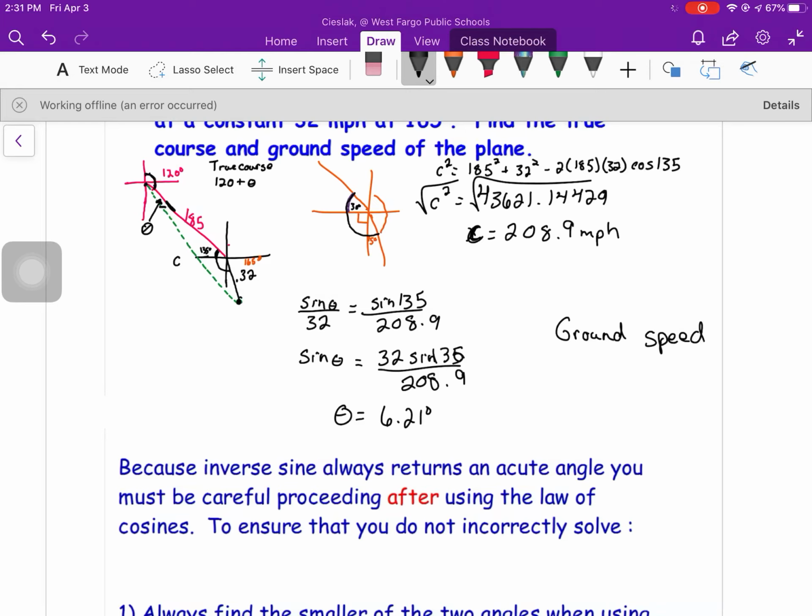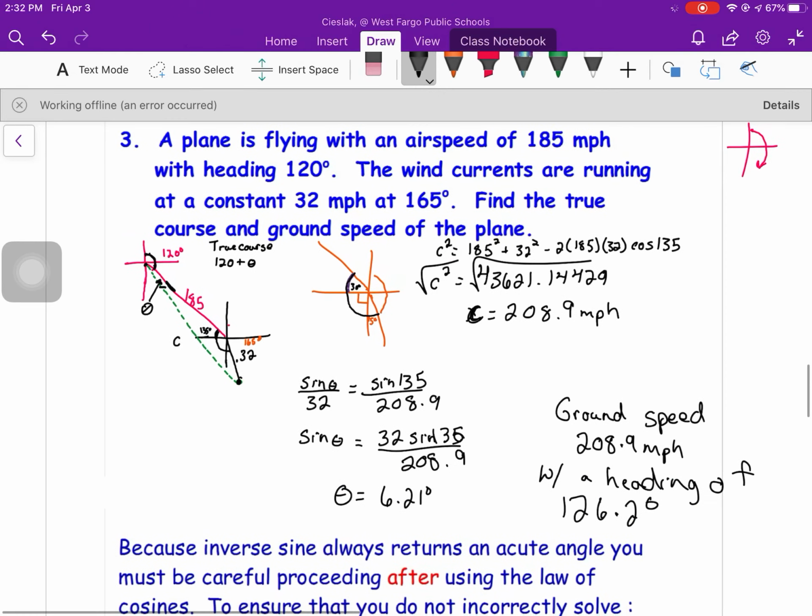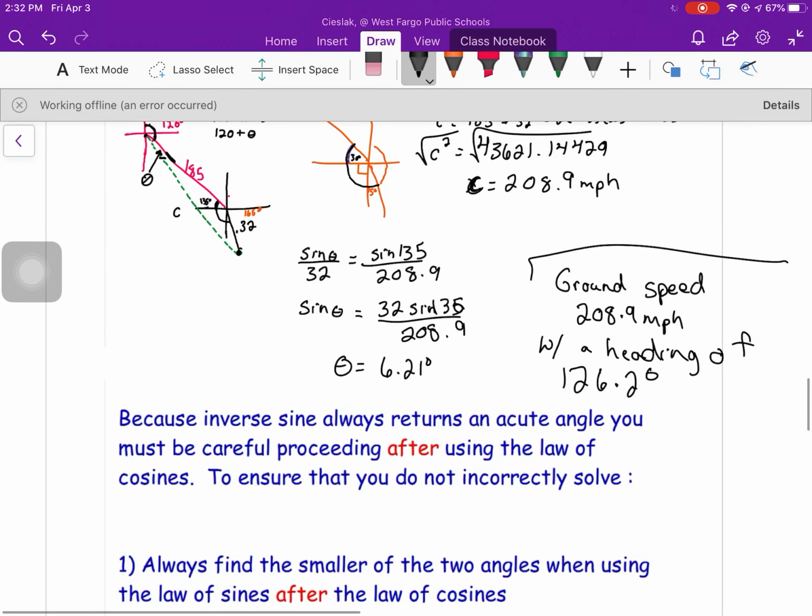So ground speed was what we found originally, 208.9 miles per hour, with a heading of 126.2 degrees. That 126.2 just came from this plus our original 120.